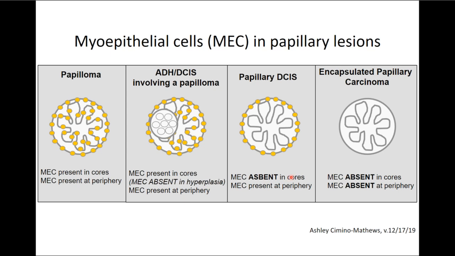All right, so this progressive loss, if you will, of myoepithelial cells, from being present in both the cores and at the periphery, to absence in the cores, to absence in the cores and the periphery, is how I mentally think about how I can separate out benign papillomas from papillary DCIS and encapsulated papillary carcinoma. So I can bring this back up later, either in the middle or at the end of the talk, just to reinforce, but I wanted to mention it now before we looked at the slides.